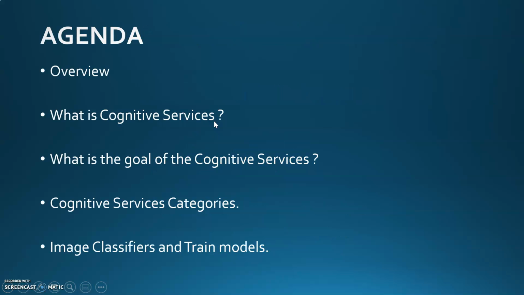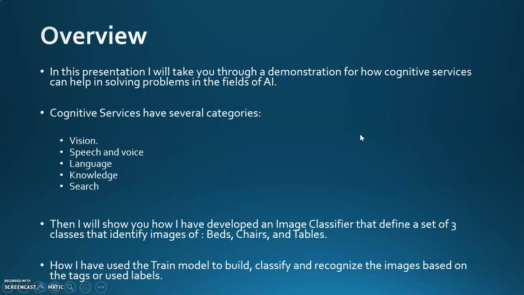So let's get started. During this presentation I will give you an overview about the cognitive services and what are the main goals for the cognitive services. What are the main categories for the cognitive services, and what are the image classifiers and train models. In this presentation I have built a real-time image classifier using the Azure Custom Vision. I'm going to take you through a demonstration step by step for how cognitive services can help in solving problems in the field of artificial intelligence.